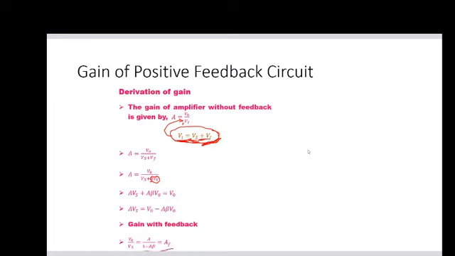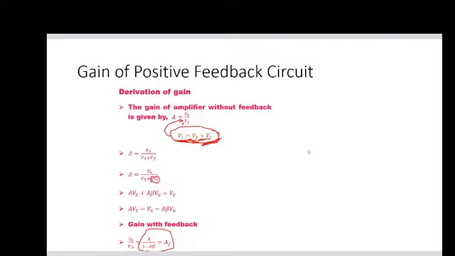In your negative feedback, you have AF is equal to A divided by 1 plus A beta. That is the only difference between the positive and the negative feedback. If there is a negative feedback, then you will have A by 1 plus A beta. If you have a positive feedback, you have A by 1 minus A beta.